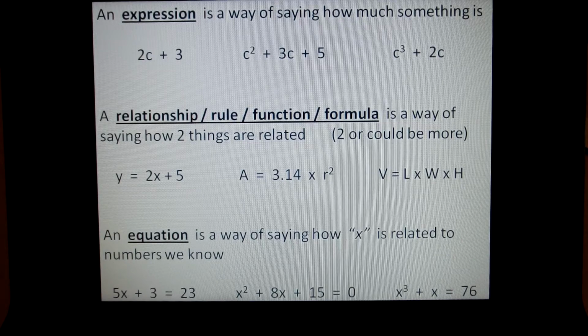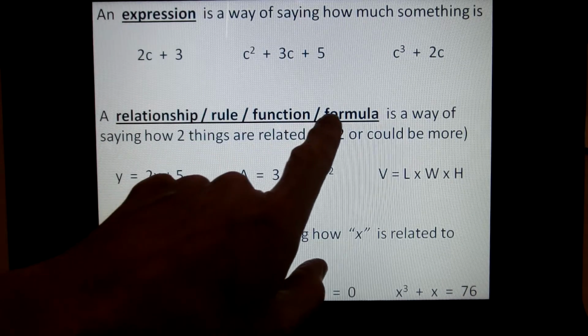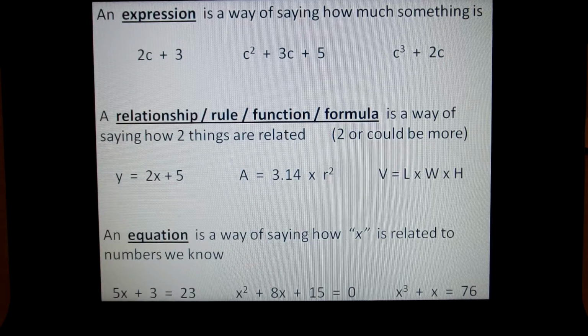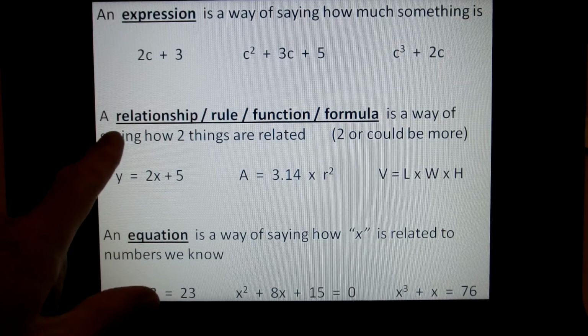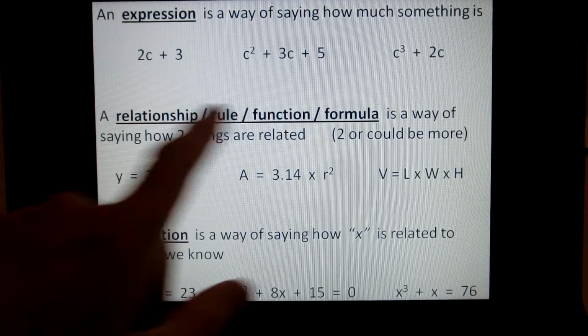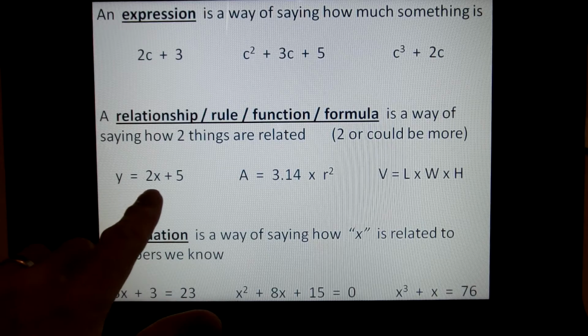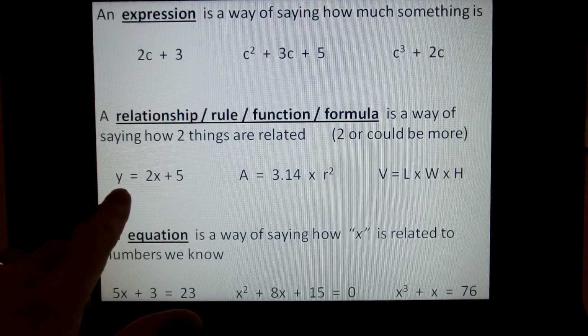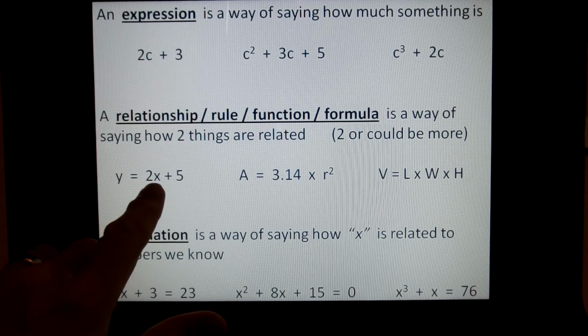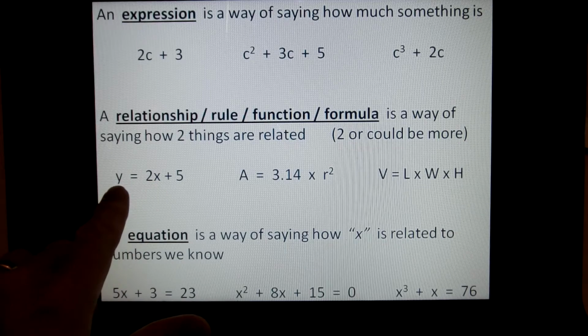We also have, in algebra, things that we could call relationships or rules or functions or formulas. These are four different words, but they are describing the same kind of statement. A relationship, rule or function or formula, is a way of saying how two or more things are related. So this is a relationship here between x and y. If you tell me what x is, I can work out what y is. It shows a relationship between x and y.